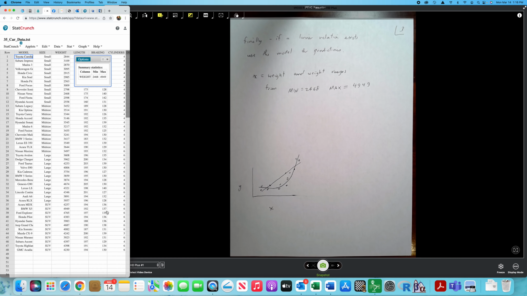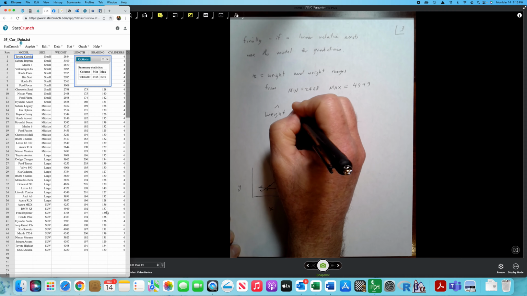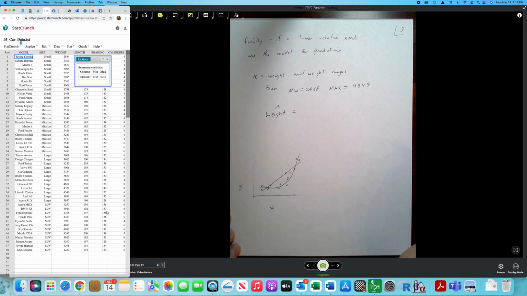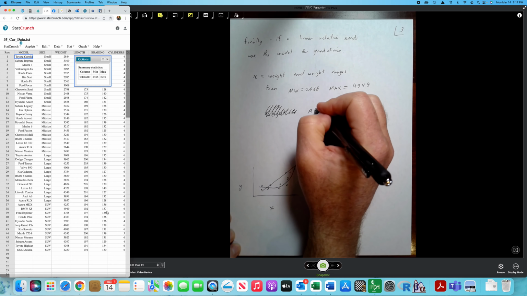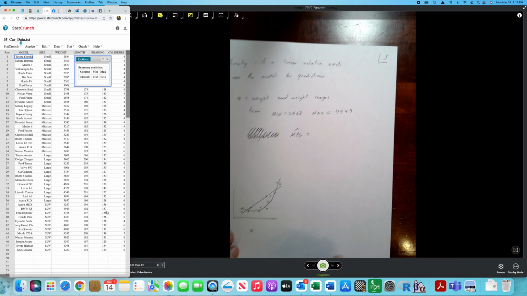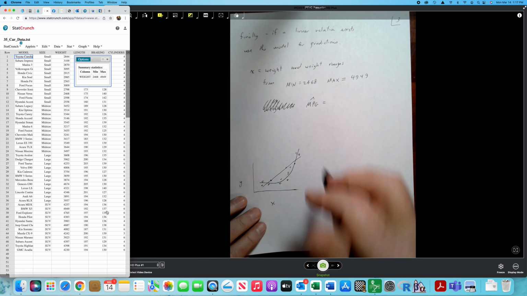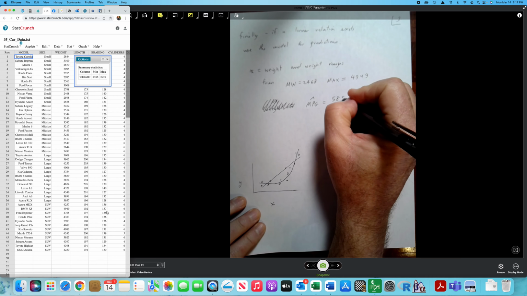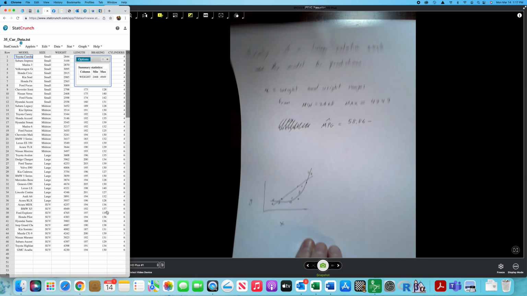All right, so someone comes to you and says, all right, I know you've been doing this work on predicting miles per gallon from weight. And your model is 58.86 minus 0.0075.